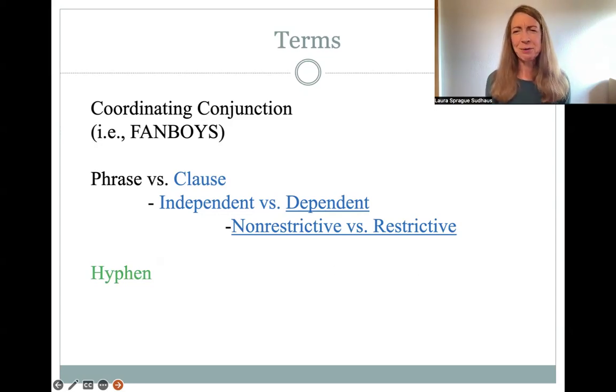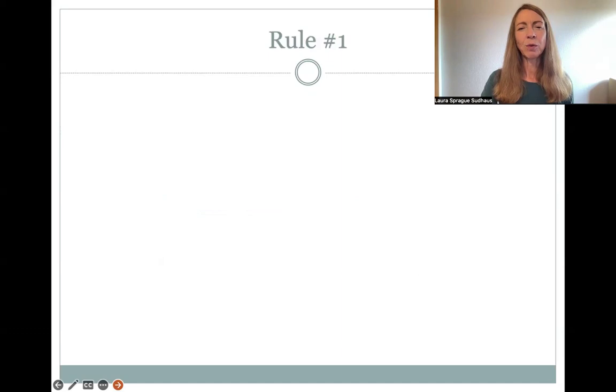All right, two other little terms related to mechanics. A hyphen, what's that word in German? Bindestrich, very imagistic. I love the German words for marks of punctuation. And then we have the apostrophe, which is spelled the same, but we pronounce it differently. Okay, then rule number one.